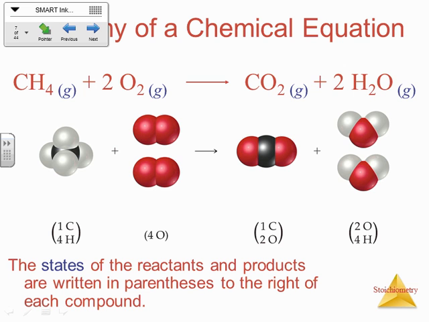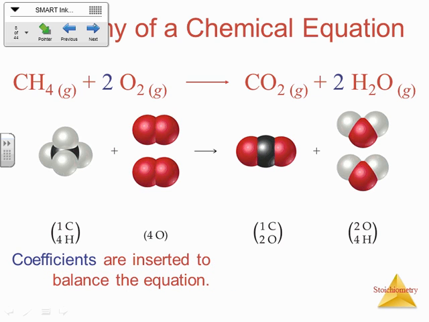Okay. And then the states of the reactants or products, you're going to write those in parentheses to the right of each compound. So for CH4, you put a g in parentheses here because CH4 is a gas in this particular reaction. O2 is a gas, CO2 is a gas, H2O is a gas. Okay. So obviously this reaction is going to generate some heat. It's going to take place in a fairly hot environment because they're all gases. Okay, and then coefficients are inserted to balance the equation.